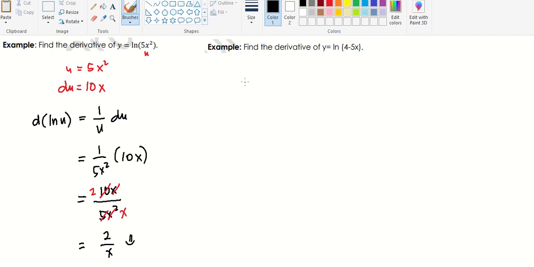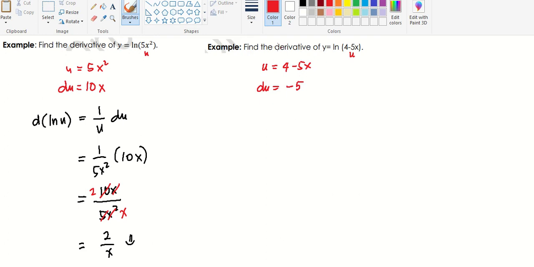Let's have another example. We have y equals ln of 4 minus 5x. So again, identify first our u. So since that is our u, we have 4 minus 5x. Our du is, since this is a constant, yung 4, so 0 na yan. So matitira na lang dito is negative 5. Negative 5 na lang, no? Okay, kasi yung x ay 1 na yan. So we have negative 5.